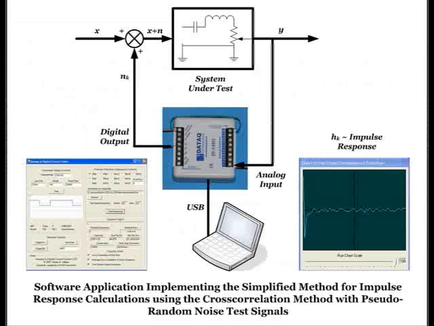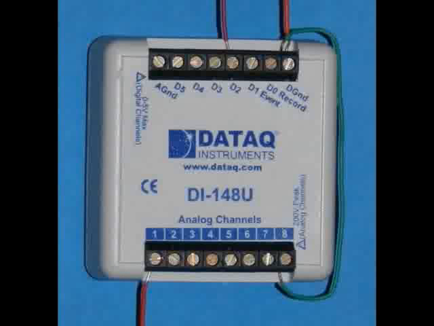To demonstrate this unique cross-correlation algorithm for continuously calculating a system's impulse response, we have developed a process identification application using an inexpensive A to D converter module. For this demo, we are using a $50 DataQ Instruments DI-148U USB analog to digital converter. The 148U also has digital outputs, and we use one for creating the binary pseudo-random test signals.